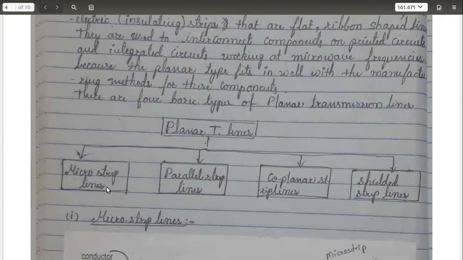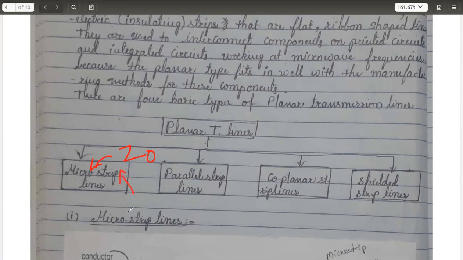In microstrip lines, the first category of planar transmission lines, you will study how it looks, the structure. Then how to find the characteristic impedance, that is Z0. Z0 is the characteristic impedance of a transmission line. So for a microstrip line, what is the value? That we will be studying.